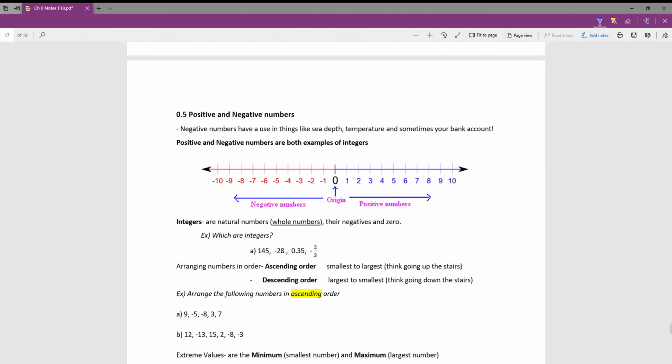So positive and negative numbers, we're lucky to live in Canada where we do have positive and negative temperatures. So we do have a good example of that. Positive and negative numbers are both examples of integers. And this is a new bit for us. We've had lots of vocabulary, product for multiplication, numerator, denominator. Integers is another one. So integers are whole numbers. Integers are natural numbers and whole numbers, their negatives, and zero. So all of these numbers on this number line are considered integers.